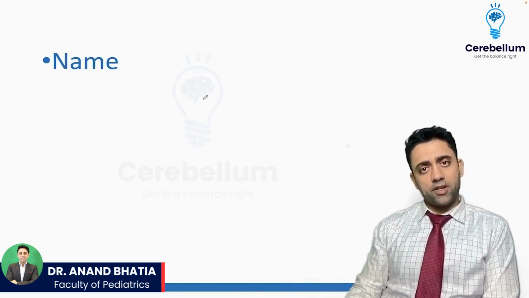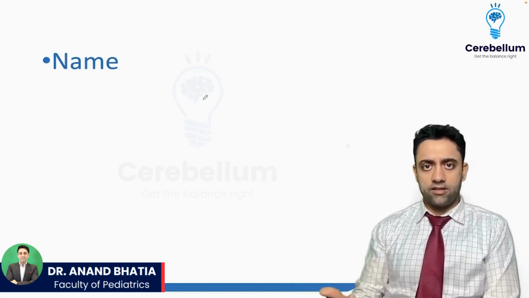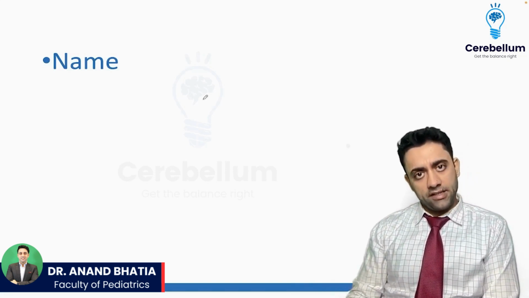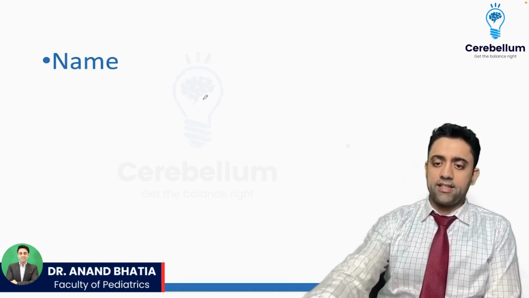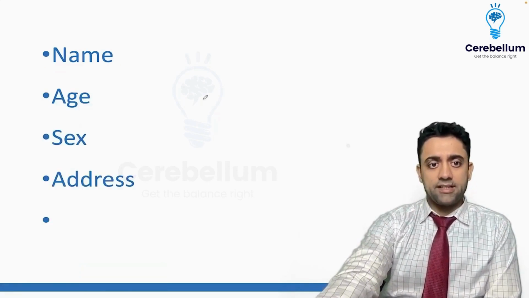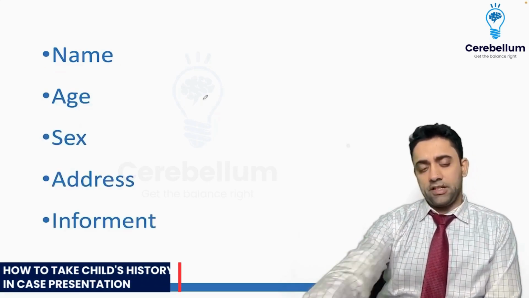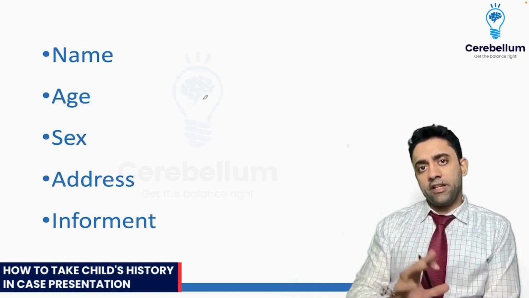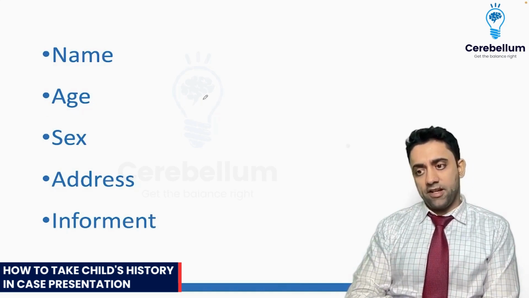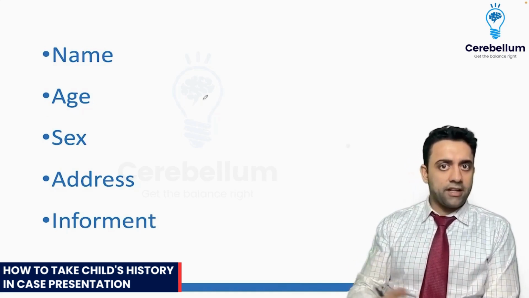Okay. First question. Let's play it in question-answer format. Number 1, in the case presentation, how do you start taking the history? You normally say, sir, the first thing you take is the patient's name, age, sex, address, informant. This is the first pediatric case which we always take. Please remember, name, age, sex, address, and informant is what we do at the start.